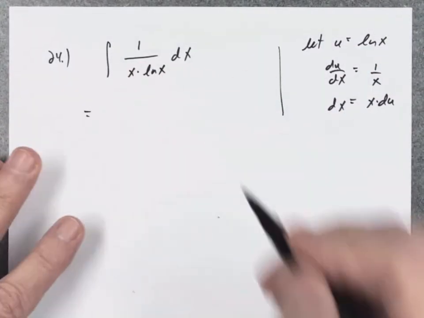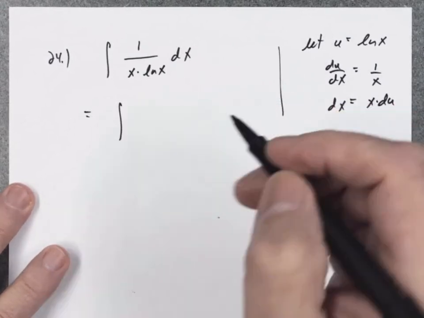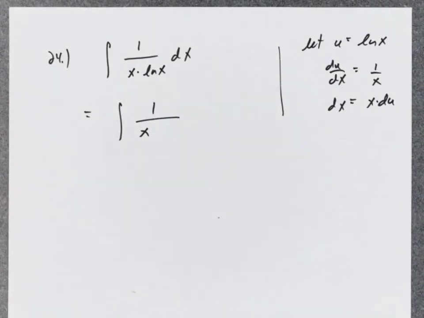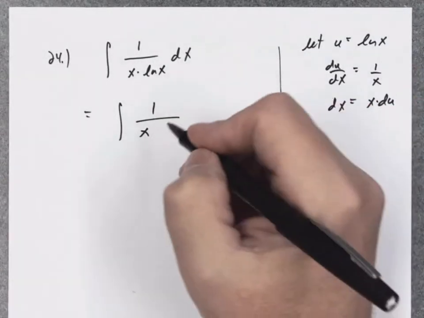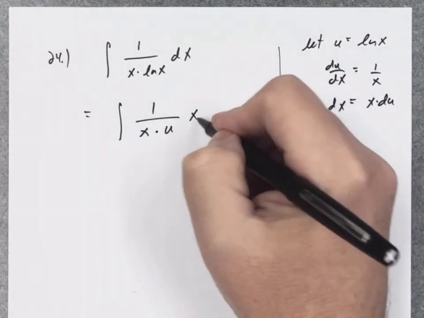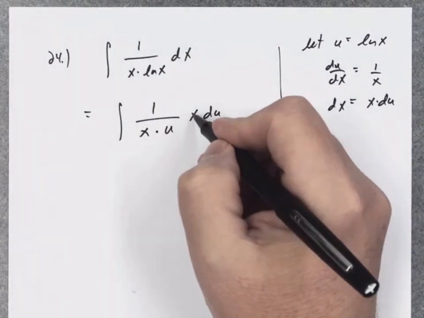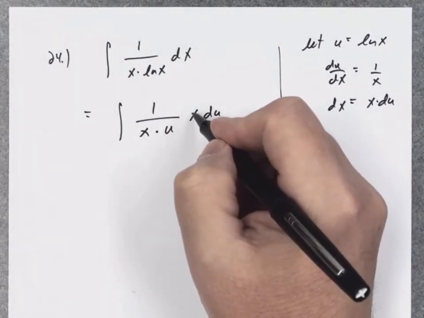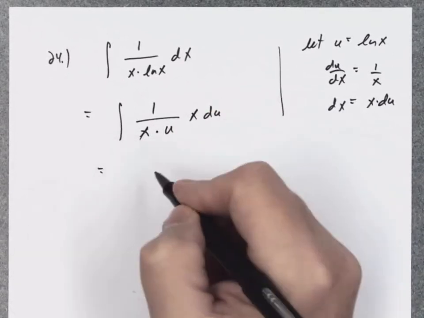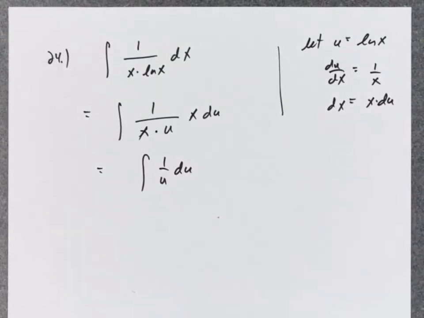So now, let's see if I substitute, and it looks like I'm making progress. So once again, this x I'm going to stick in for now. I'm sort of stuck with it. Natural log of x is u. Dx is x du. And now, lo and behold, good things are happening because I have an x here and an x here which cancel out. One over u du.